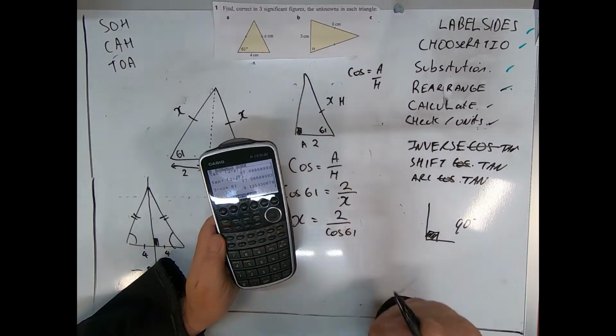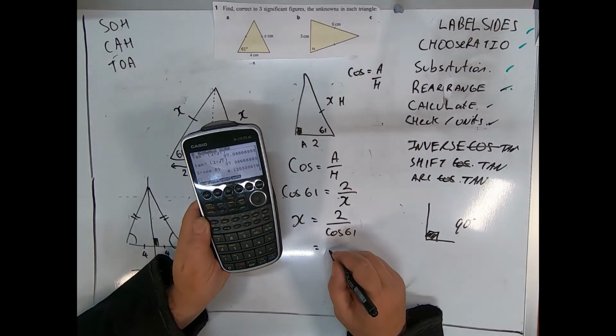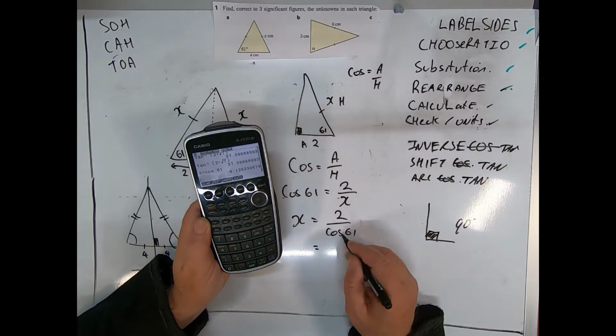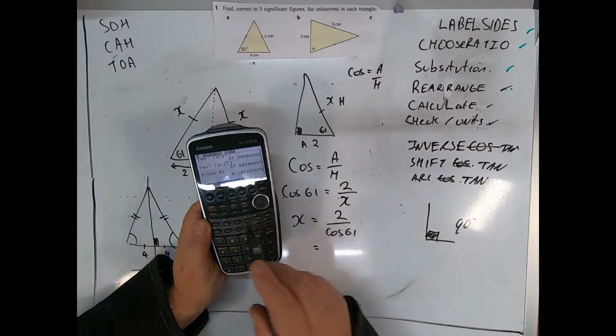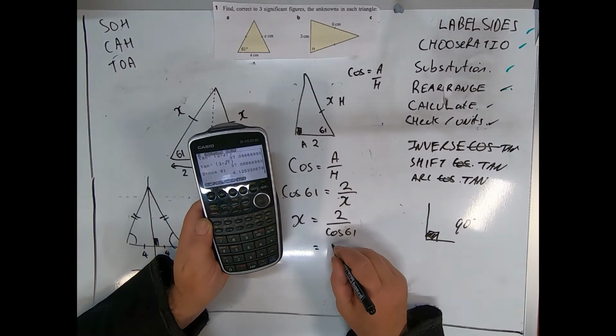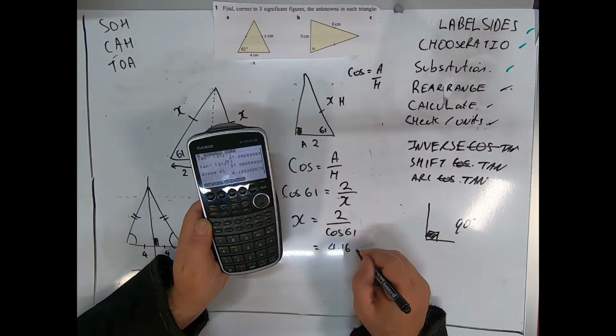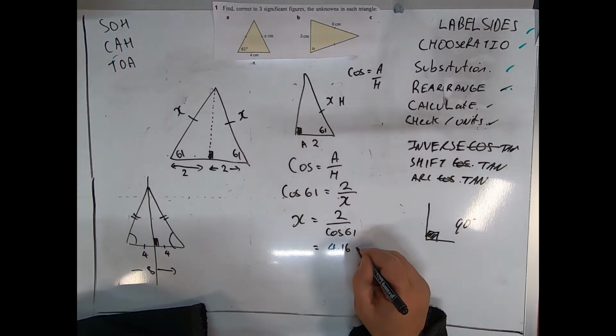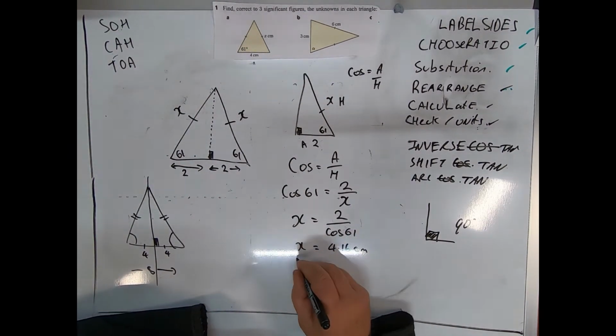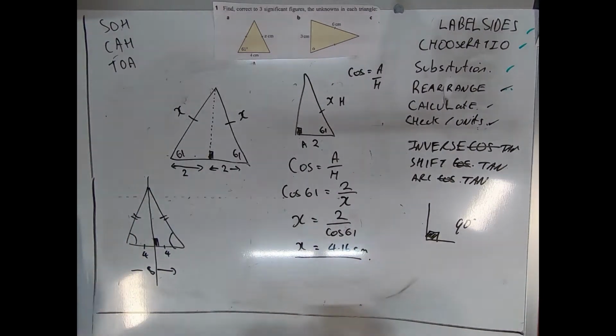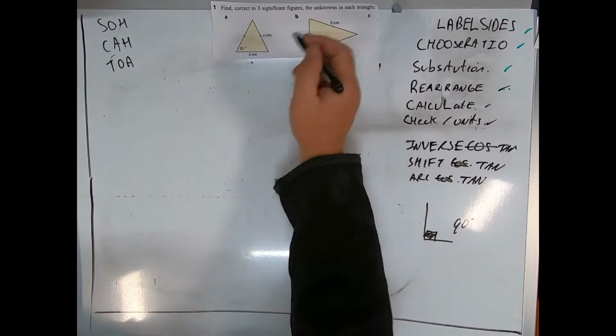Hope everybody understands why I didn't do shift cos, because I've already got the angle. So when we have the angle, we don't use shift. So 4.16 centimeters. Okay, part B.